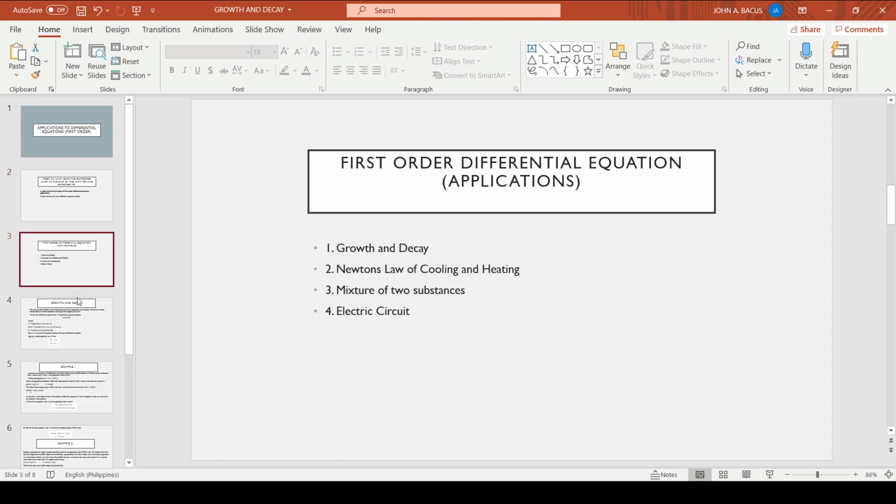So we have four first order differential equation applications. The first topic is growth and decay. The second one is Newton's law of cooling and heating, then the mixture of two substances, and electric circuit. I believe the four applications are very essential in engineering applications, and this will enhance your critical thinking skills as future engineers.